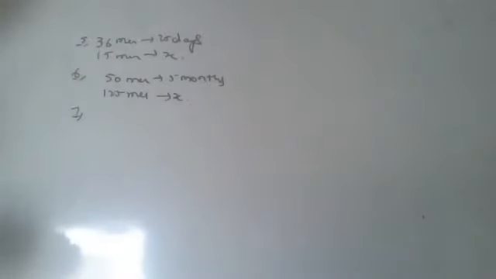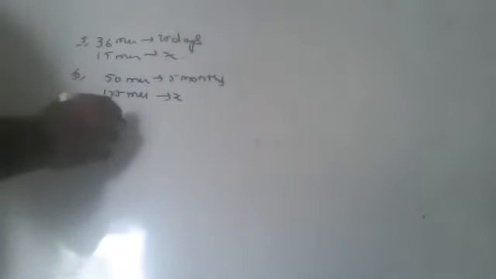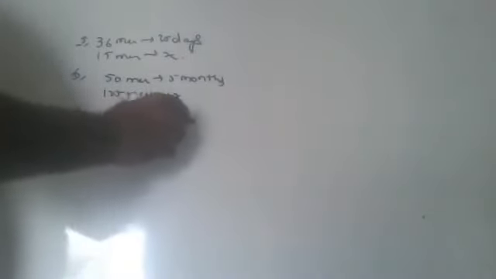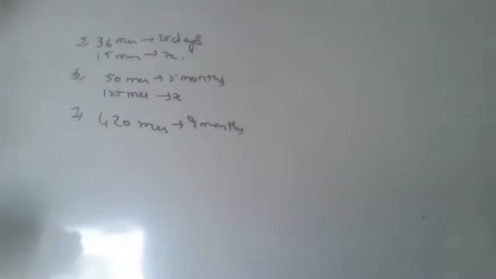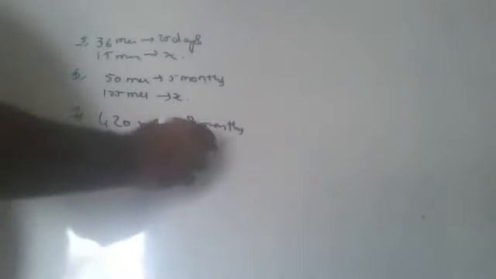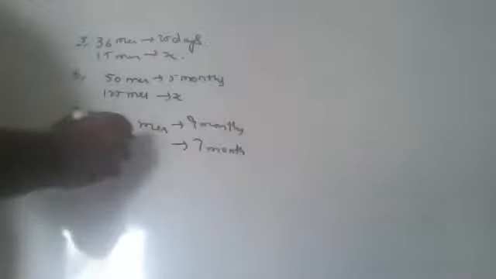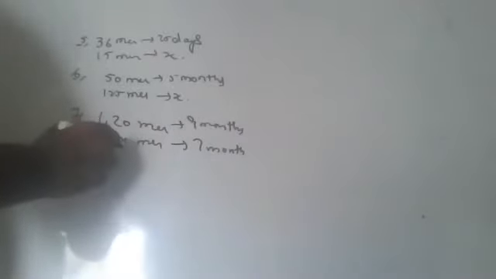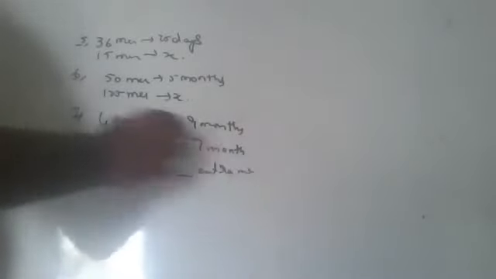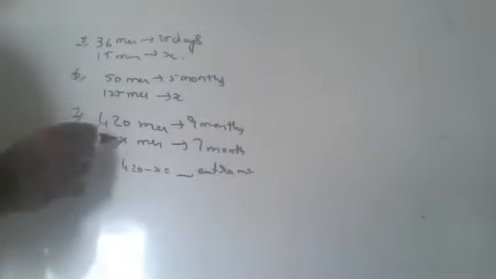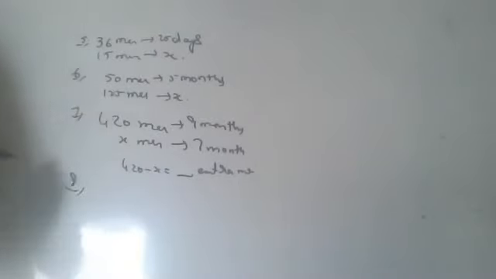Okay. A workforce of 420 men can finish a work in 9 months. Then how many extra men are required to complete the job in 7 months? How many extra people are required? First you find out X. Then after getting X, 420 minus X gives the extra men. First find out X, then do 420 minus X, and you will get how many extra people you want, children.